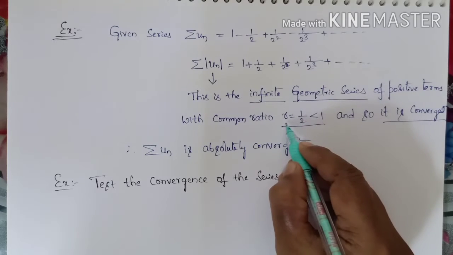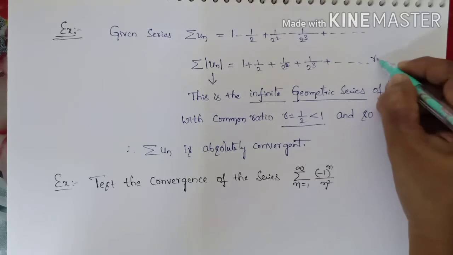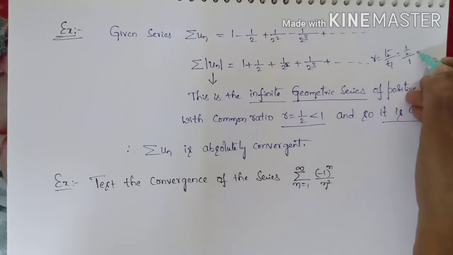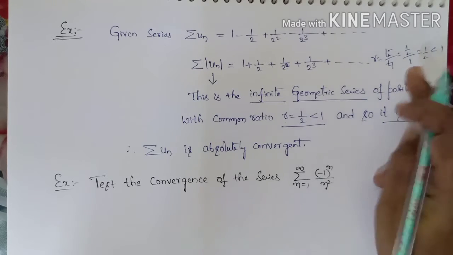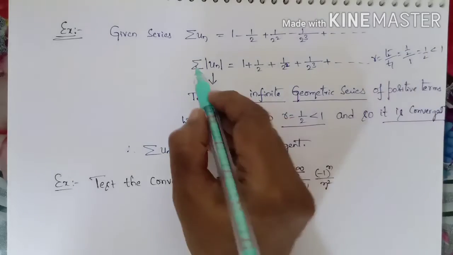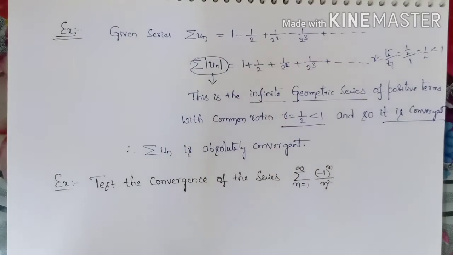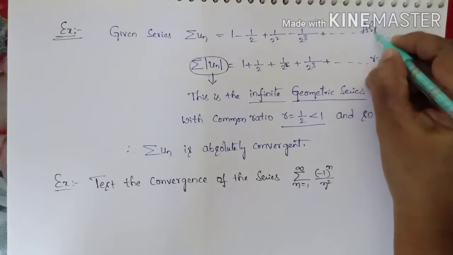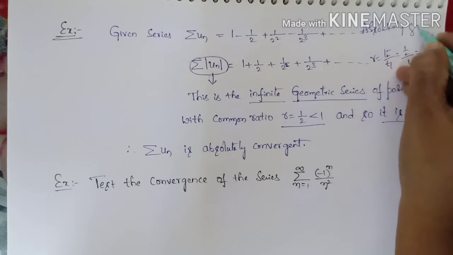By geometric series test, if the common ratio is less than 1, this is a convergent series. Obviously here the common ratio r is t2 by t1, which is 1 by 2 by 1, that is 1 by 2. It is less than 1. So this series is a convergent series, and if this is convergent, sigma un is absolutely convergent.